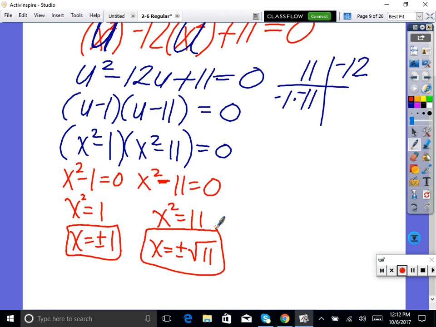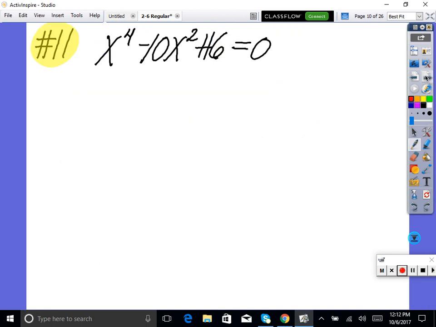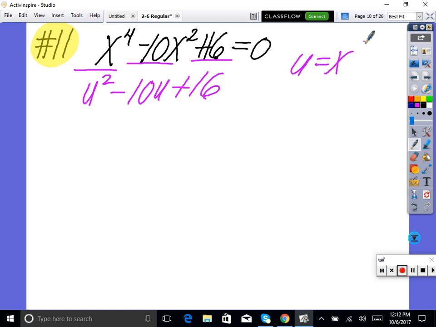All good? Now let's go a little bit quicker. Let's just do one more. So we have degree 4, degree 2, constant. It's quadratic in form. Let's factor by u substitution. Are you comfortable enough at this point to just say this is going to become u squared minus 10u plus 16, as long as u equals x squared, that is.